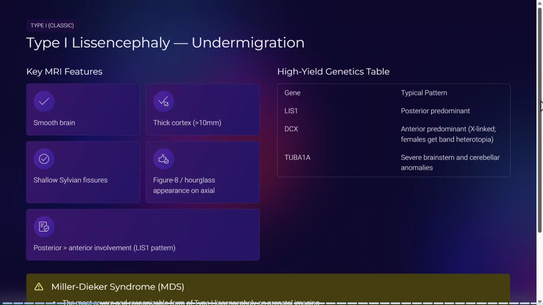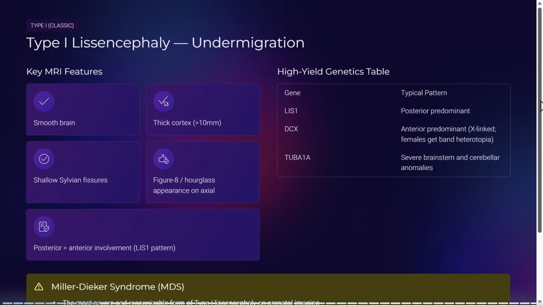Now this genetic table is important because sometimes these can appear in SBAs. So if the LIS1 gene is involved, then the pattern would be posterior predominant disease. If the DCX disease gene is abnormal, then there is anterior predominant Lissencephaly, and if the TUBA1A gene is involved, then there is severe brainstem and cerebellar anomaly. Now we have another thing which is Miller-Dieker syndrome.